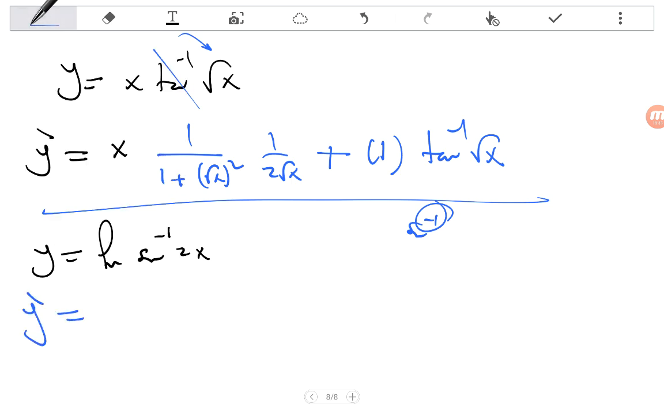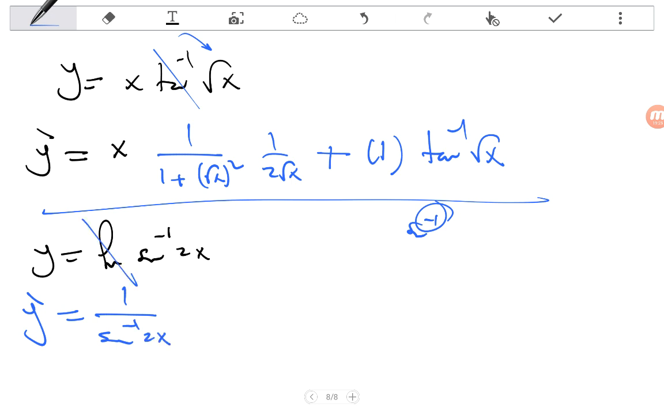Y dash will be equal to the first function that I will encounter, which is the ln. What is the derivative of the ln? 1 over what is inside. This is the derivative of ln. Now I finished the ln.